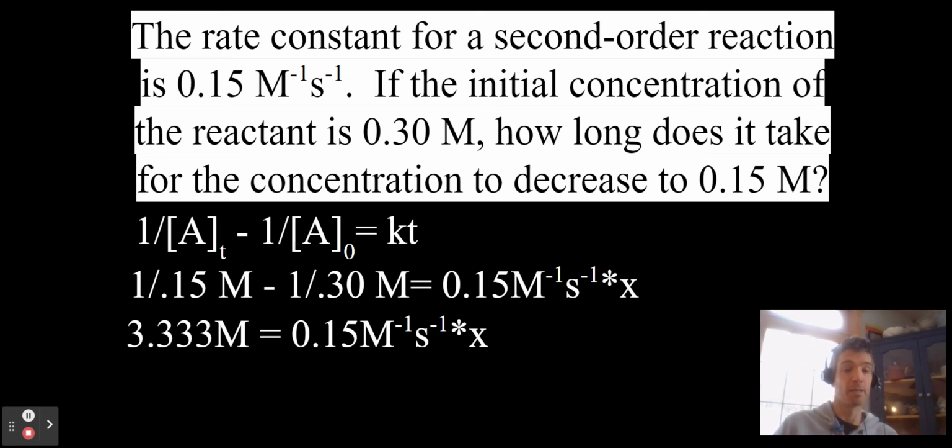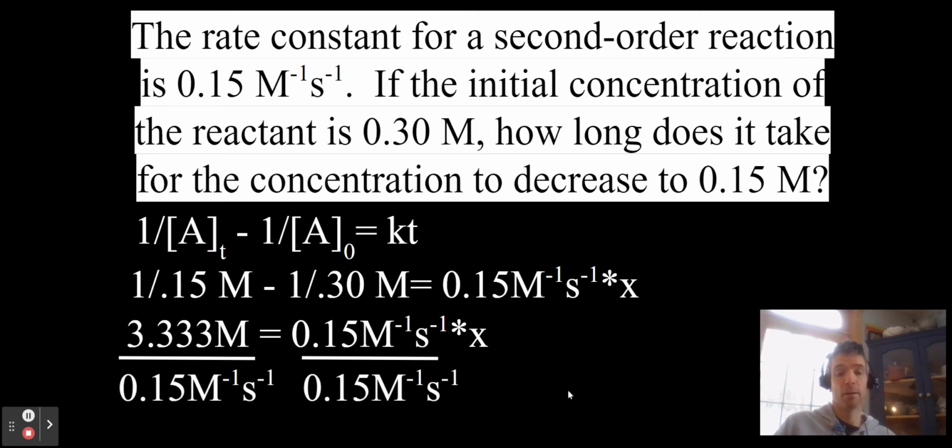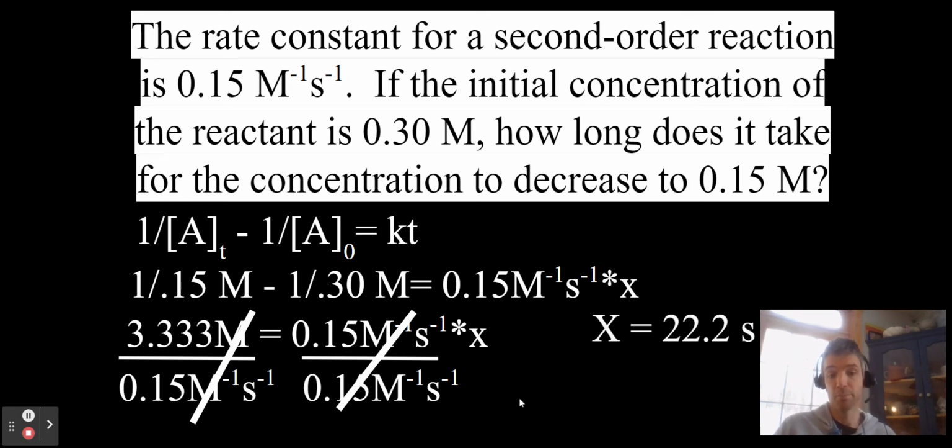All right, I did it. I divided and I got this, and subtracted. I divided and subtracted and got this. Now the next thing would be to divide both sides by 0.15. All right. Now I'm going to cancel things out. My molarity concentrations are going to cancel, and over here the units are going to cancel, and I'm going to be left with 22.2 seconds, and that would round to 22 because of sig figs.